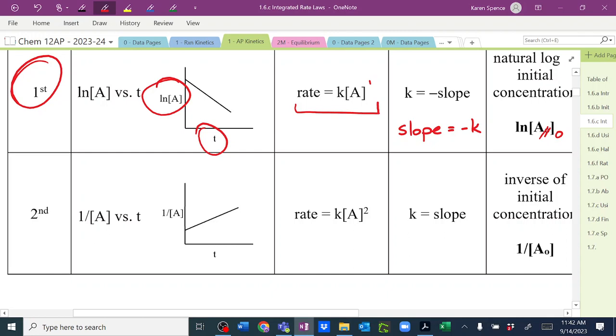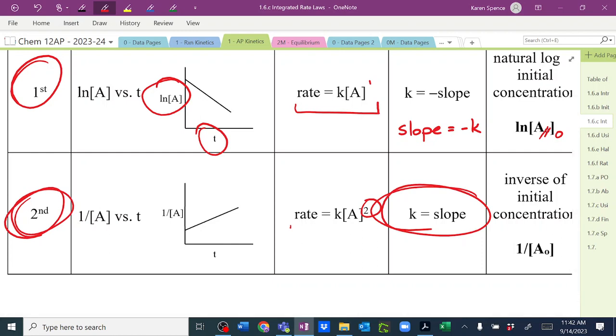So if you have 1 over A, that's going to be a second order reaction. Your rate law will be, of course, [A] squared. And you'll notice, what kind of a slope do we have here, negative or positive? We have positive, so k is just equal to the slope.